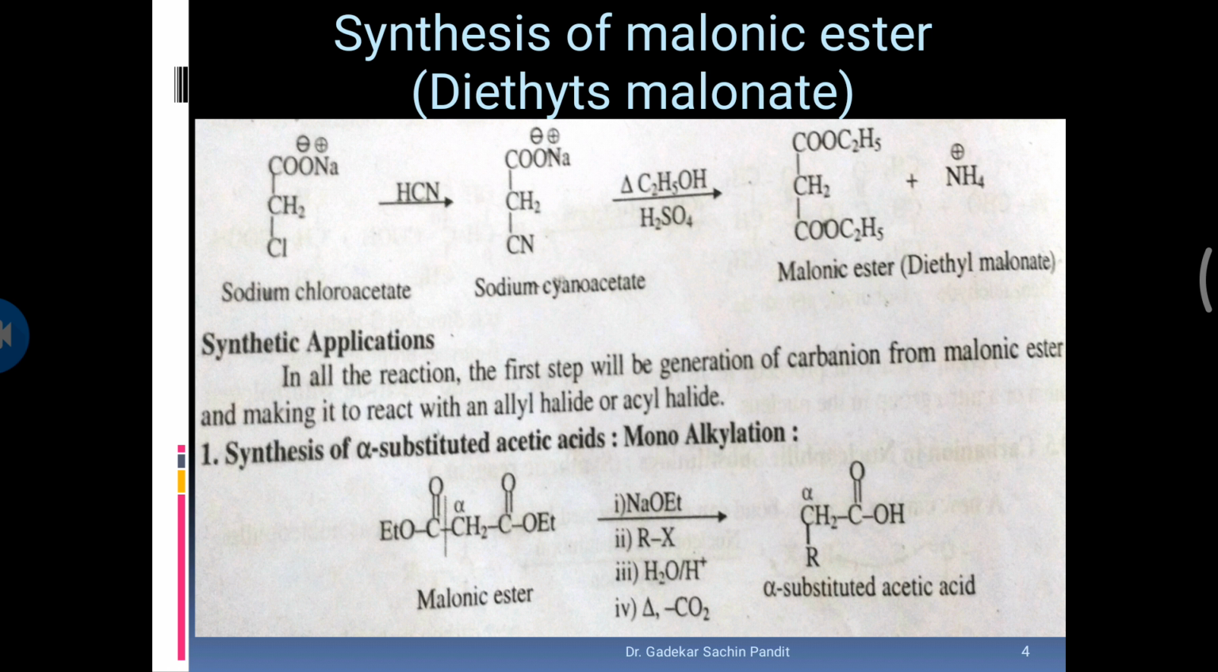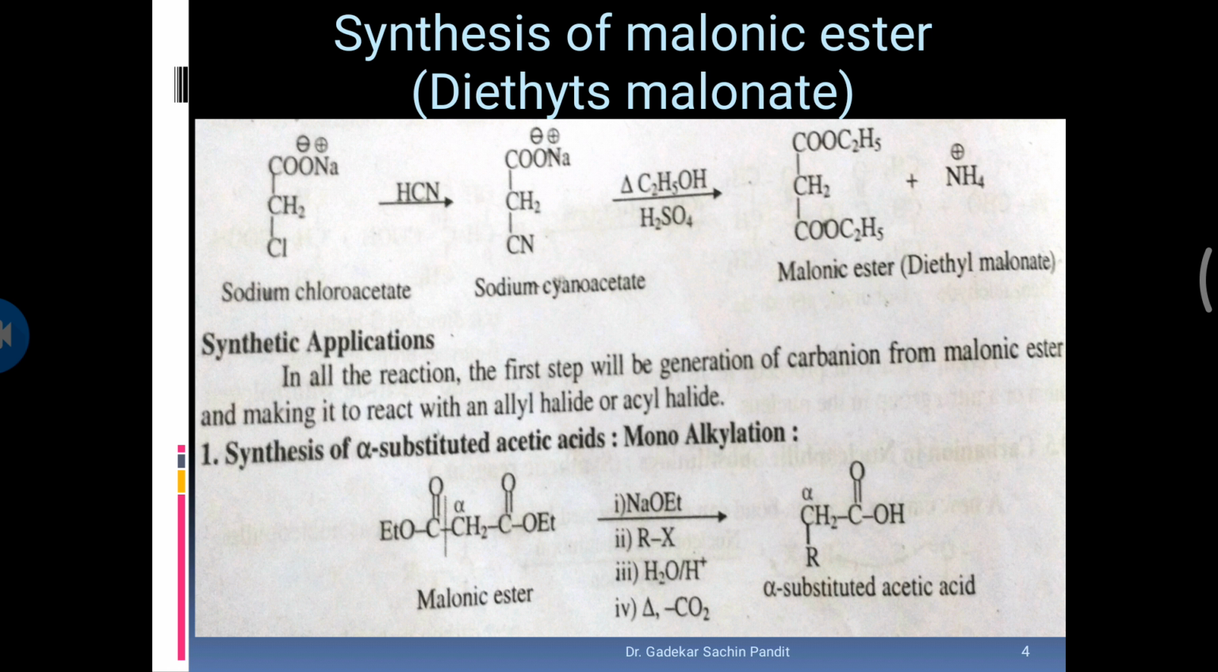Next is the synthetic application of malonic ester. First, the synthesis of alpha substituted acetic acid. This reaction is a monoalkylation. How can we convert malonic ester to alpha substituted acetic acid?